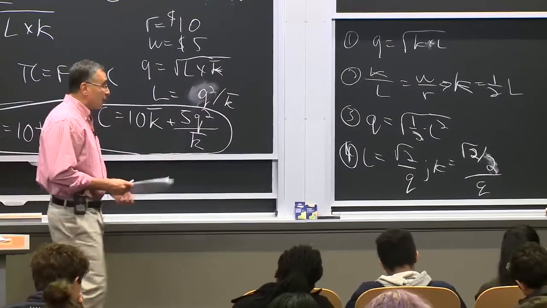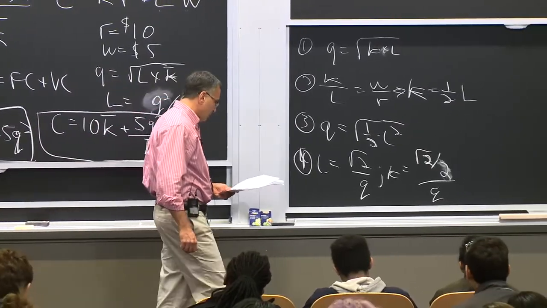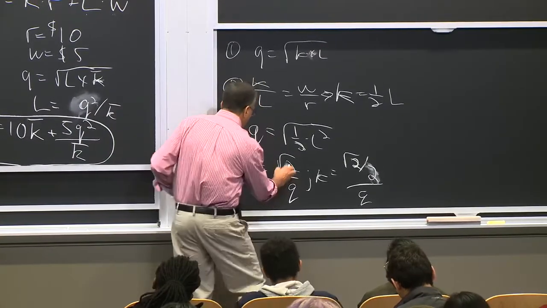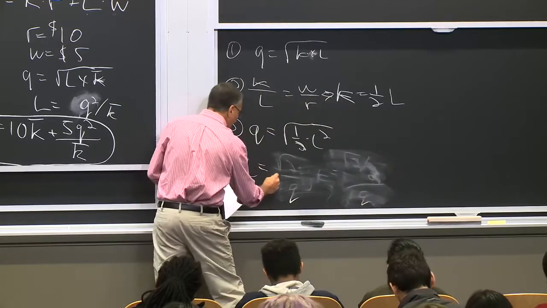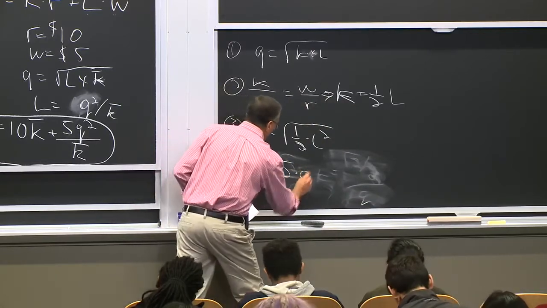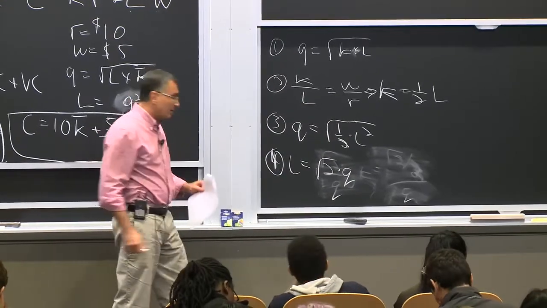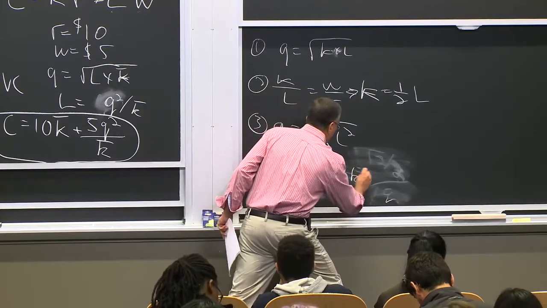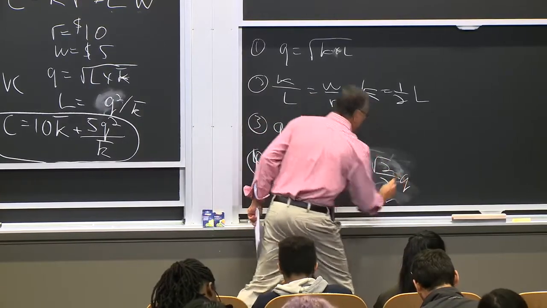L is the square root of 2 over Q. K is the square root of 2 over 2 over Q. I'm sorry, no, not over Q. That's my bad. Error. Go back. I should always look at my notes. It's the square root of 2 times Q. My bad. L is the square root of 2 times Q. And K is the square root of 2 over 2 times Q.